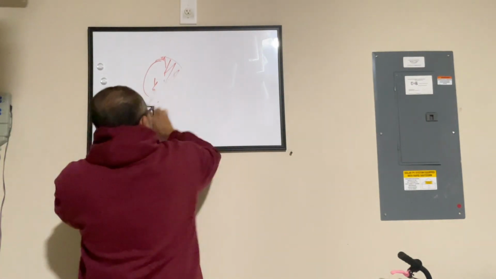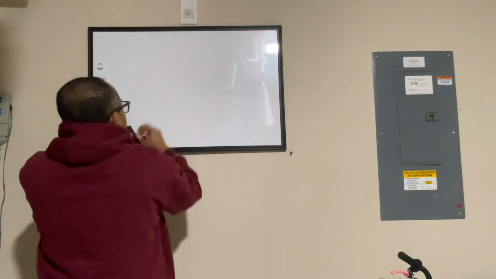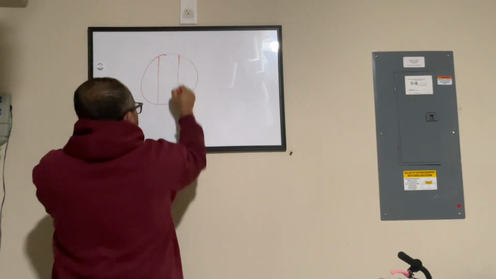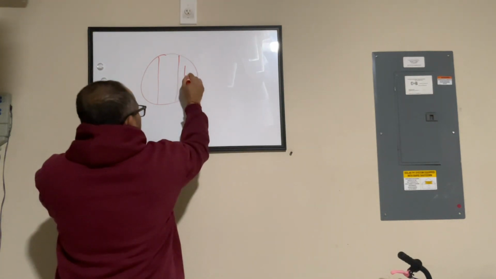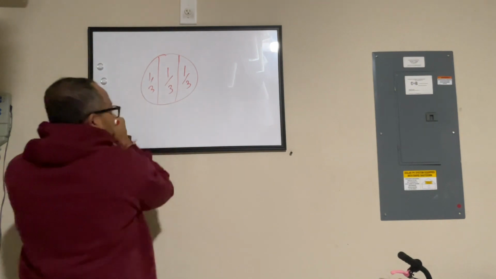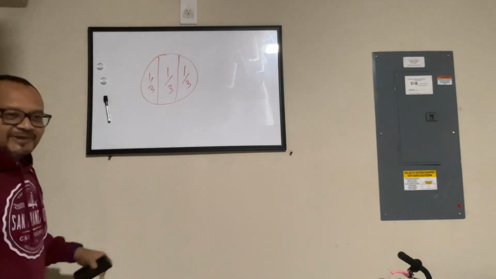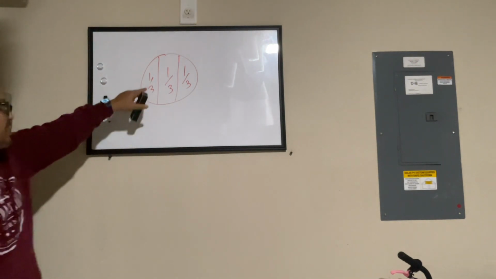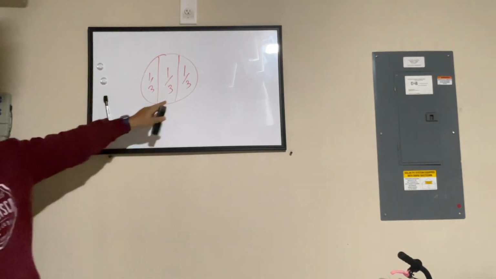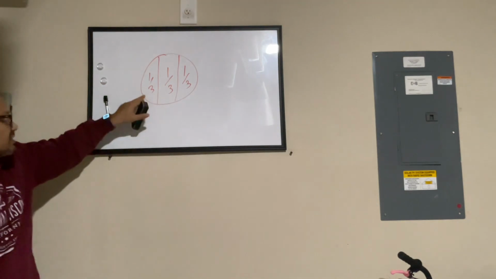If let's say I divide a pie into 3 equal pieces, every piece is what? 1/3. We will not debate things which are not there, so assume this is divided into 3 equal parts. Every part is 1/3. This is 1/3, this is 1/3.